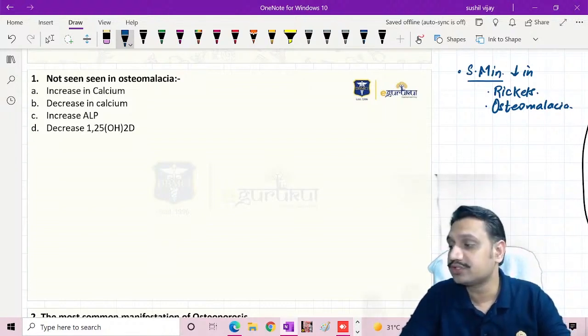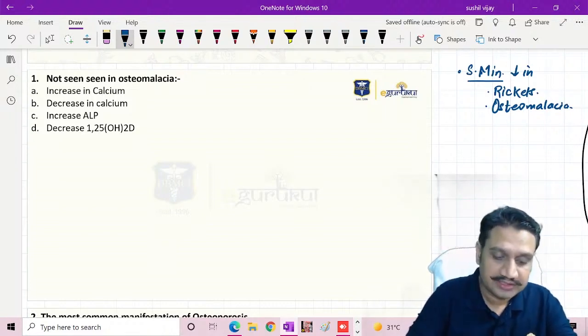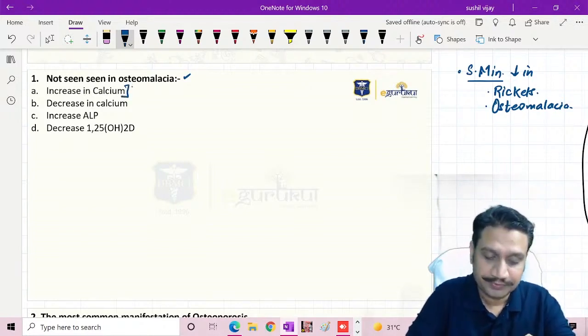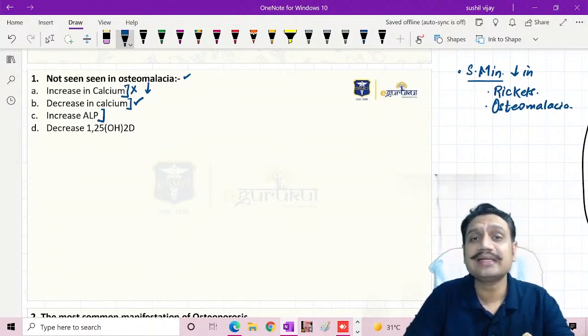What is the answer for your question number 1? What do you suggest? Not seen in osteomalacia. Increase in calcium. Do we see increase in calcium? No. What do we see instead? We see a decrease in calcium. So, decrease in calcium is okay. Right? So, alkaline phosphatase. Why is it raised?